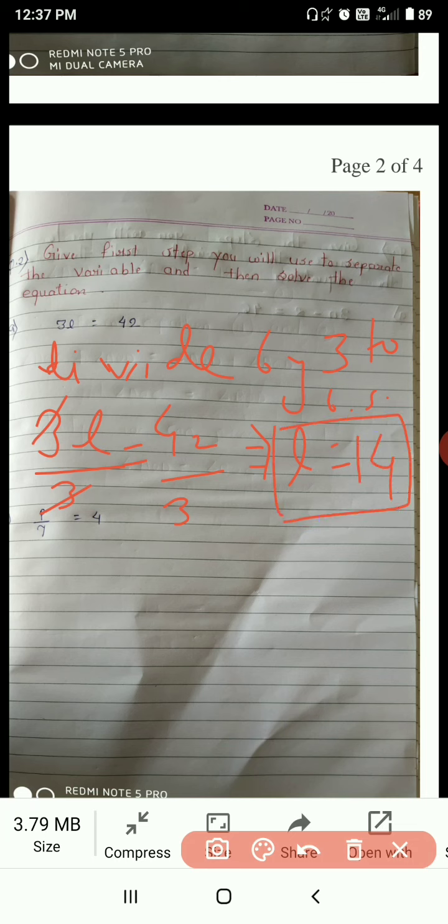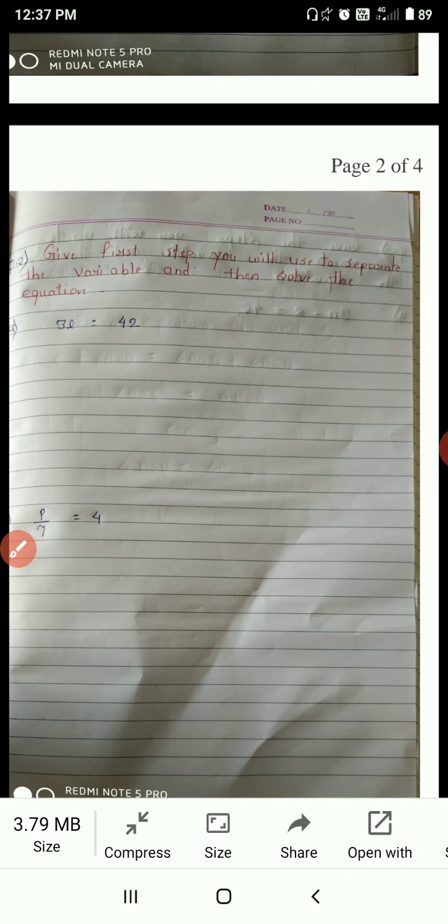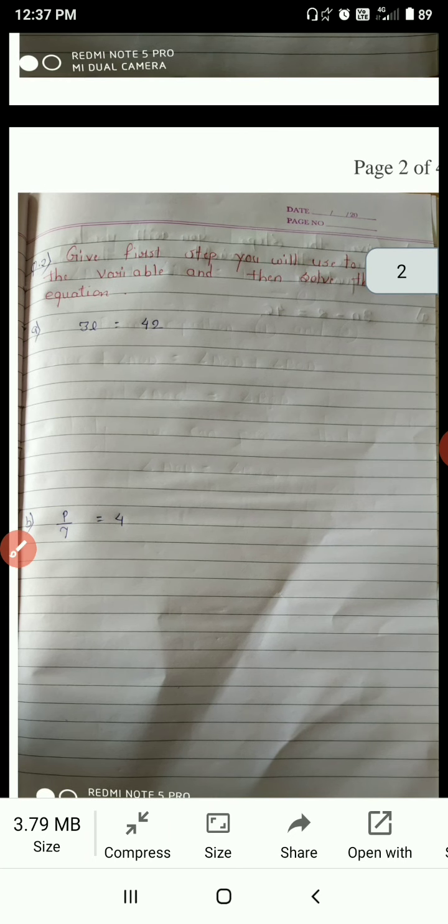When you divide 42 by 3, you will get 14 as the answer. So your answer is L equal to 14. Understood? Now next question, D. Here it is P upon 7 equal to 4.